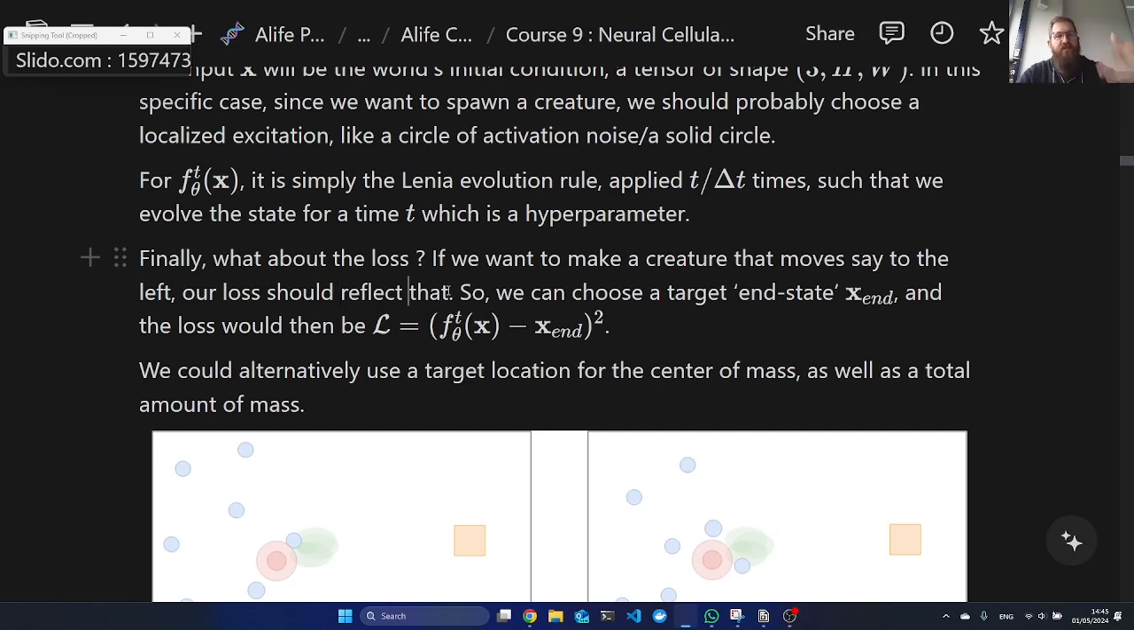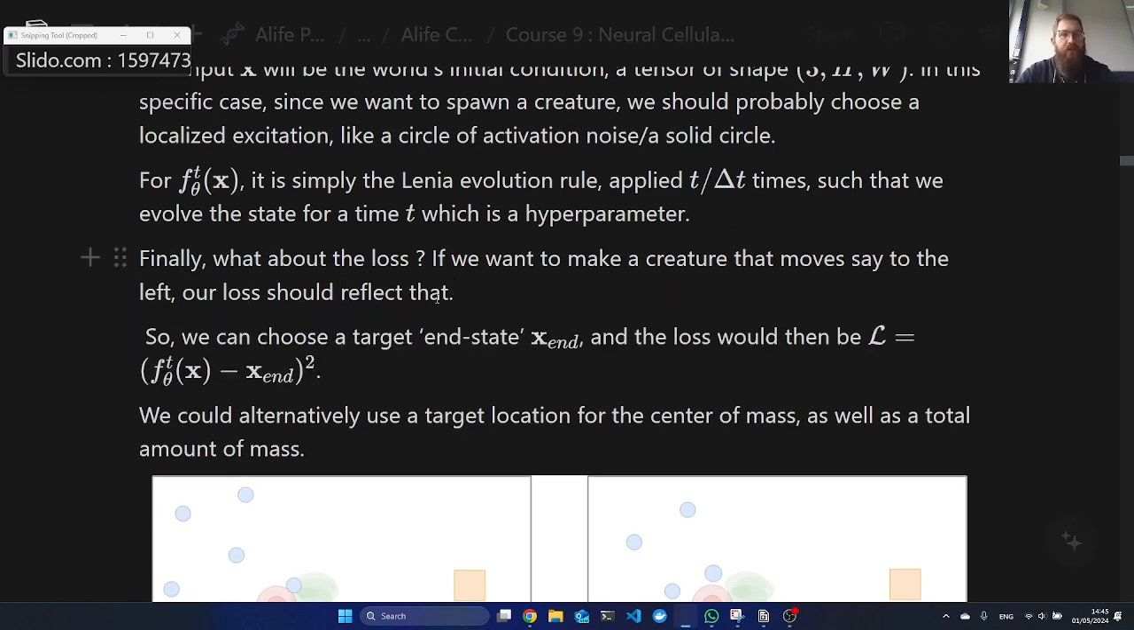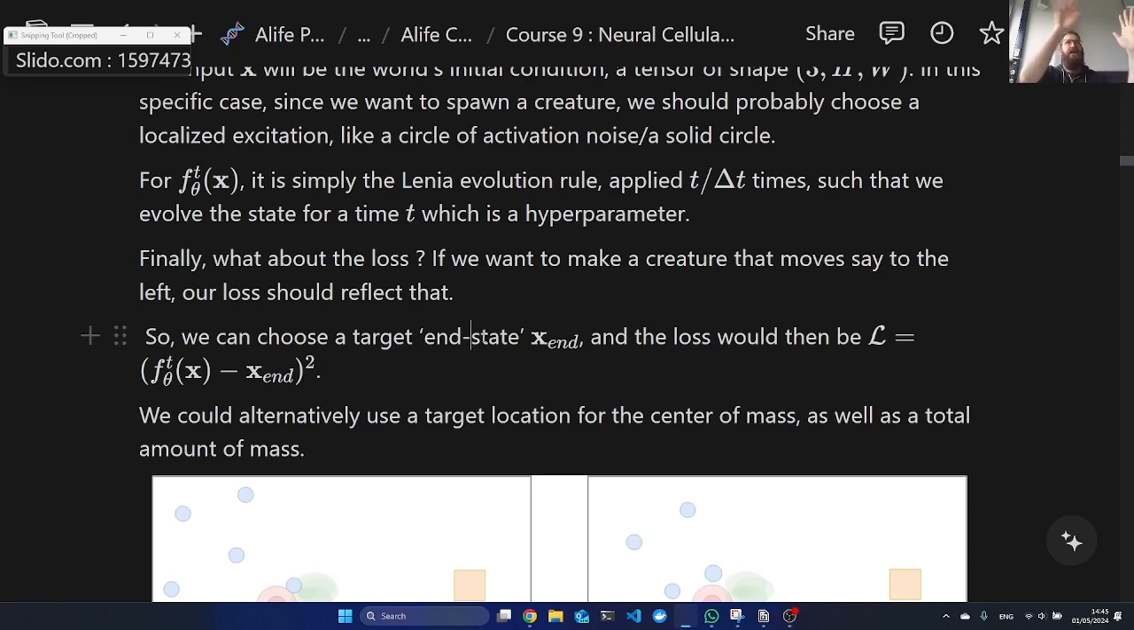So our loss should reflect what we want. In this case, what we can do is choose an ideal end state. This is a world state where the creature has moved to the left. And we have to translate our want into a single number. So the loss could be the squared difference between the final state that we obtained and the desired final state, and we take the sum over all the squared differences in all the pixels.